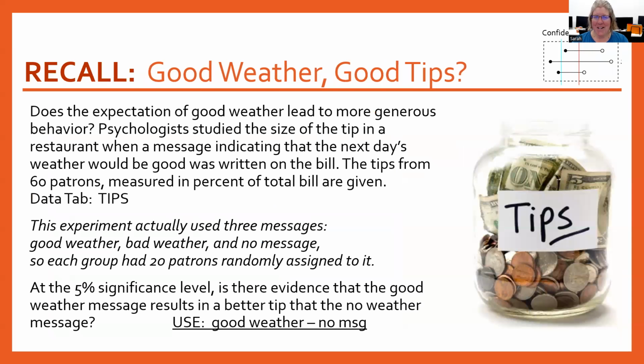And now I want you to do this 2-sample t-test. So at the 5% significance level, is there evidence that the good weather message results in a better tip than the no weather message? So the ordering for the subtraction here is going to be good weather minus no message. So go ahead and pause the video and give this a try.